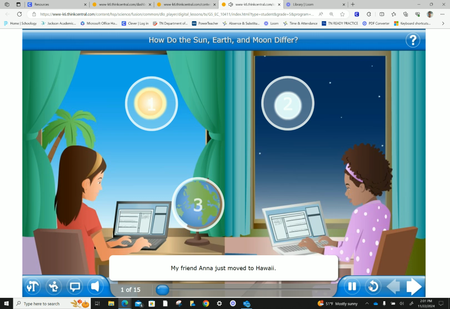My friend Anna just moved to Hawaii. We like to keep in touch by video chatting. When I called her from my house in Texas, the moon was rising. I told her to take a look at the night sky, and she giggled. She had just come home from school. How could that be? Click the highlighted areas to learn more.